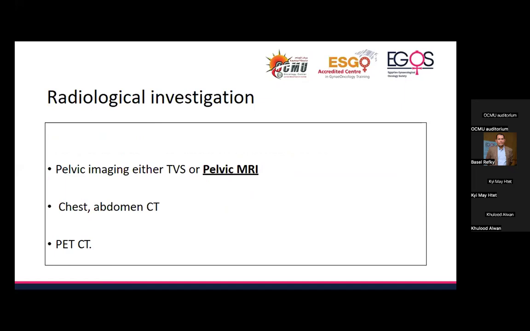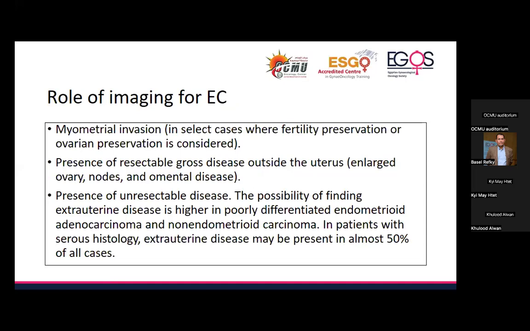Radiological investigation. What is the most sensitive investigation for pelvic lesions? The most sensitive is pelvic MRI. Yes. But what is the first investigation to do? TVS, transvaginal sonography. Yes. What is the role of imaging in endometrial cancer? First of all, to comment on myometrial invasion: whether more than 50% of the myometrium is infiltrated or not. Whether it is associated with positive lymph nodes radiologically or not. And whether it is associated with unresectable disease, peritoneal disease, or advanced stages fixed to the surrounding rectum or bladder. This is the role of imaging for endometrial cancer.